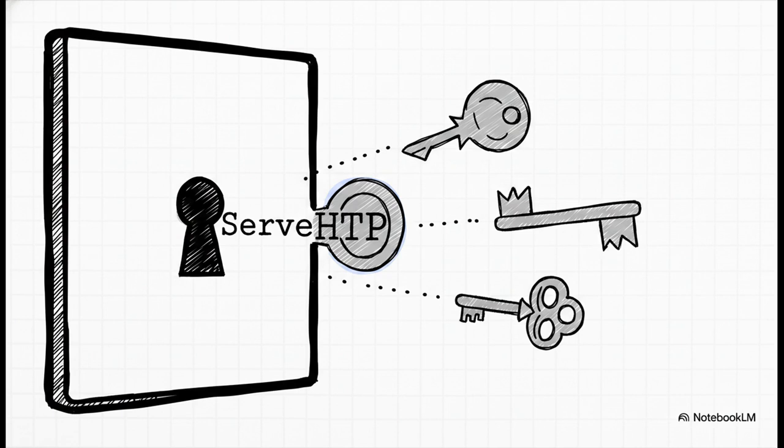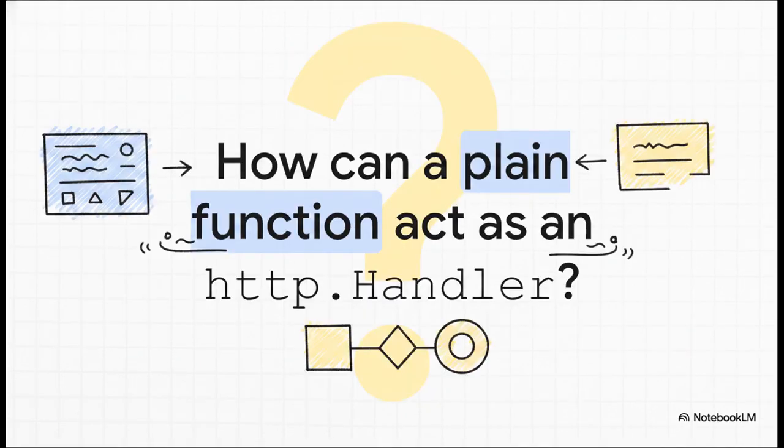The rule is simple. If you want to handle a web request, your type has to satisfy the http.Handler interface. And that interface demands just one method, ServeHTTP. It's a very clear, very strict contract. But then you see code all the time that uses a plain old function to handle a request. So, wait a minute, how is that possible? A function isn't a struct. It doesn't have methods in the normal way. So how in the world can it satisfy that http.Handler interface?